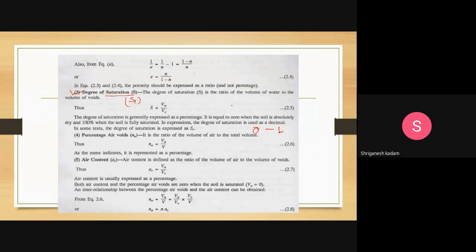For any type of soil, this degree of saturation varies in range 0% to 100% or 0 to 1. Now next point we will study, that is percentage air voids. This is percentage air void. Notation is Na.